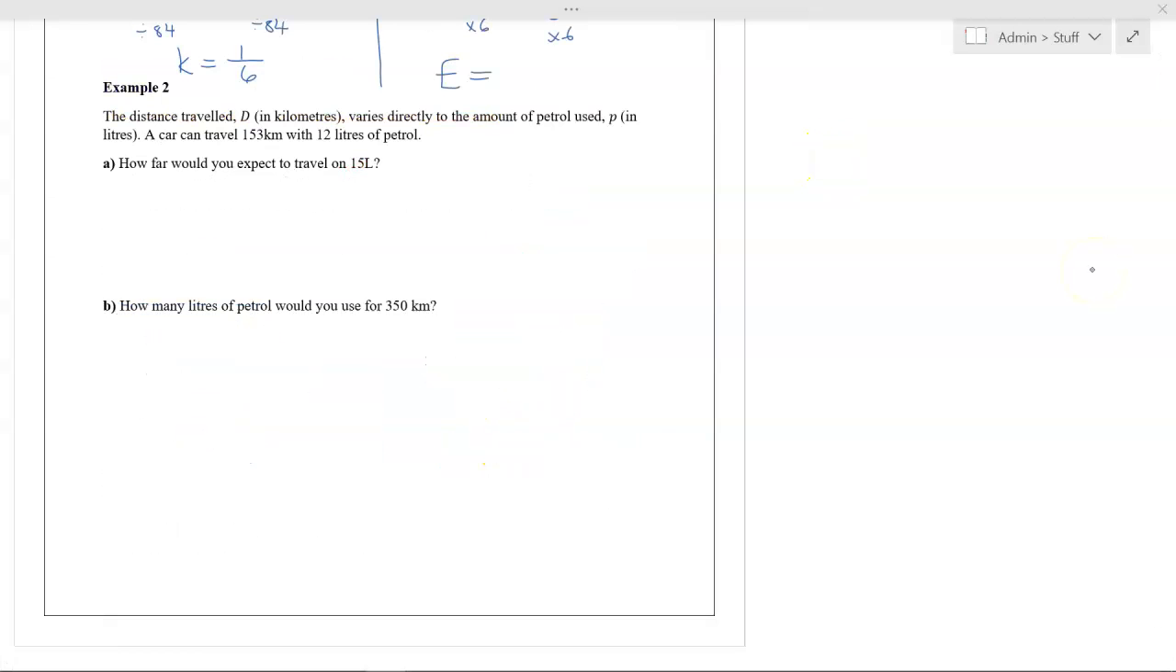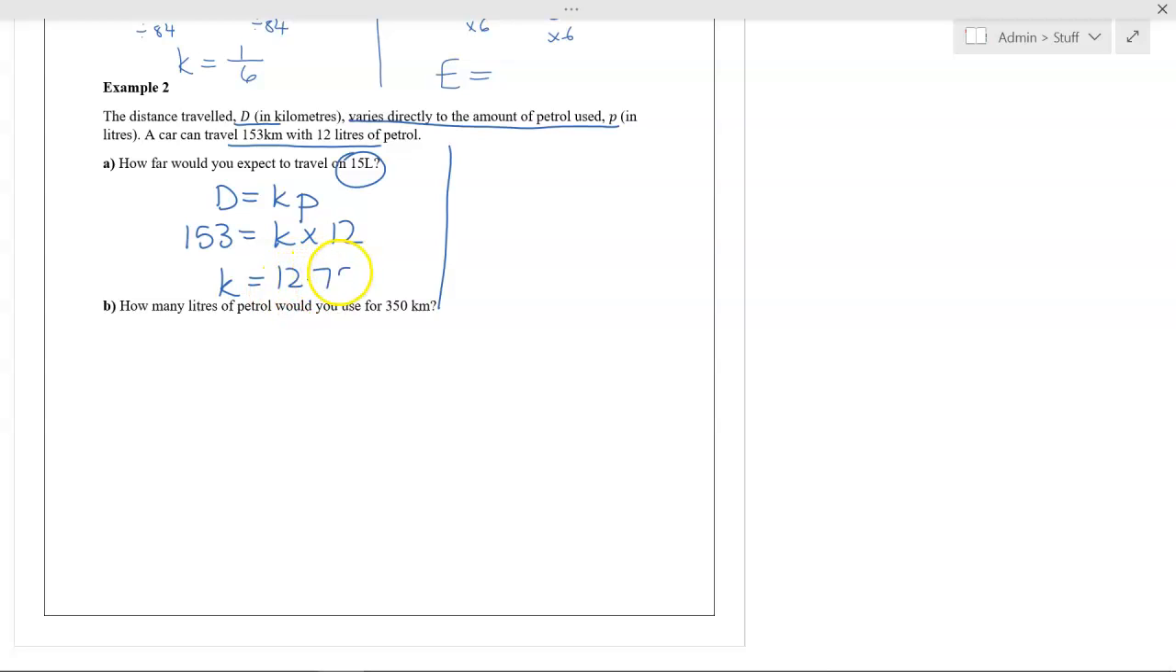Okay, so now let's have a look at example 2. So this time we have distance varies directly with petrol. So step 1, I'm going to write D equals KP. The second sentence, a car travels 153 k's with 12 litres of petrol. So I'll sub them in, and now I'm going to divide by 12. So this gives me a nice decimal, so I'm going to leave it as a decimal in this case, 12.75. But if it's ever a full big long decimal, go back to a fraction.